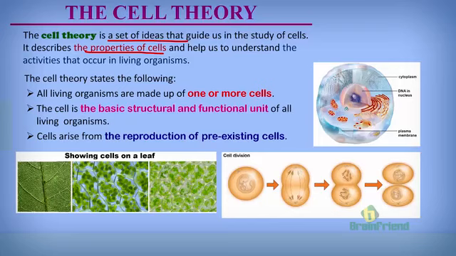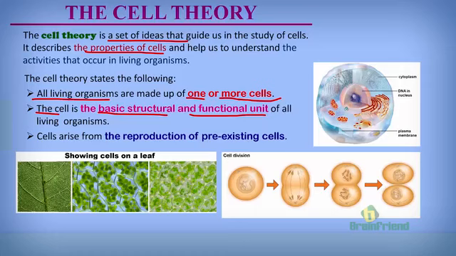These are the three basic points that we must take note of in the cell theory. The first one says, all living organisms are made up of one or more cells. This is the fact. The second statement says, the cell is the basic structural and functional unit of all living organisms. Without cells, there won't be living organisms. Living organisms carry out their activities at the level of cells.